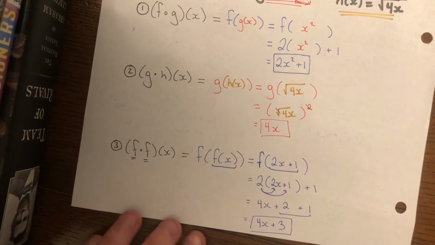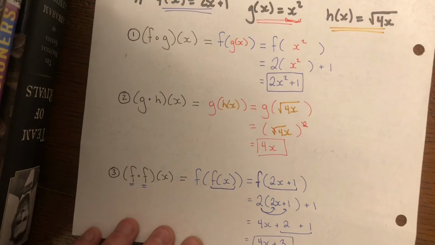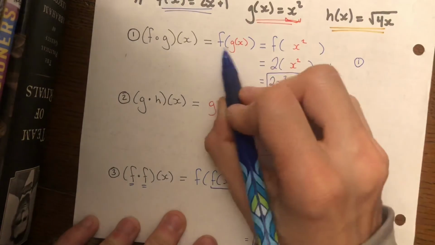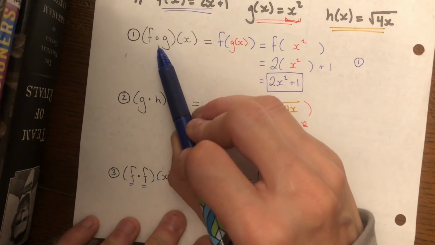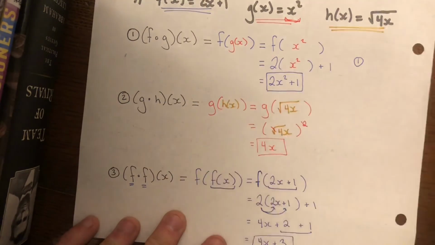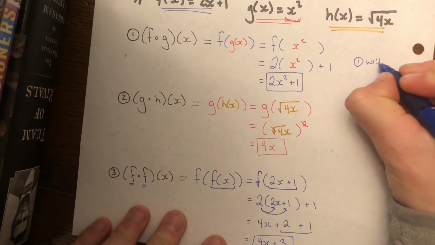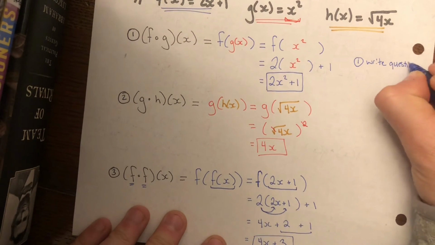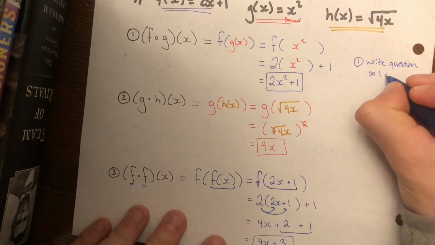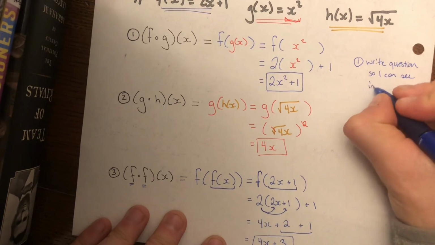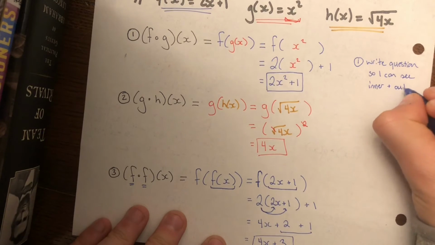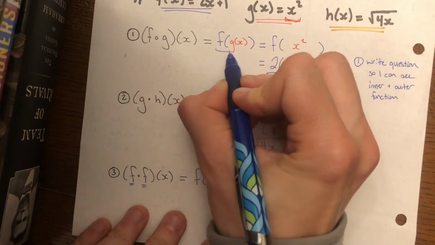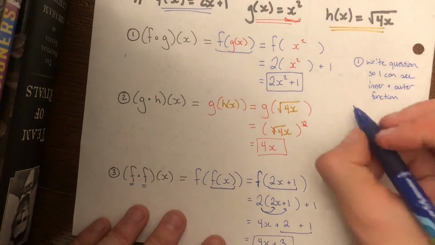All right, so function composition. When I think about how to do this, I'm thinking about a couple main steps. First, I am moving from my fancy notation to seeing my inner and outer function. So I'm going to write my problem so I can see the inner and outer function. That's this step here, writing it out so I can see it.